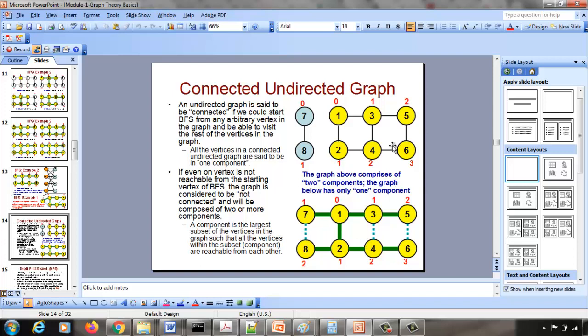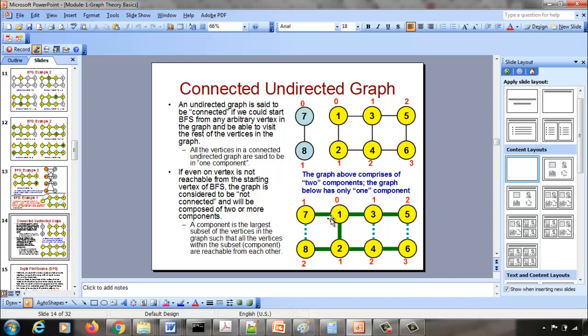On the other hand, if you are not able to reach all the vertices in one instance of breadth first search, then the graph is said to be not connected, and you can find each of the components by running breadth first search from any vertex in that component. So this graph has two components, and in this graph, all the vertices are in one component. So this is one application of breadth first search.